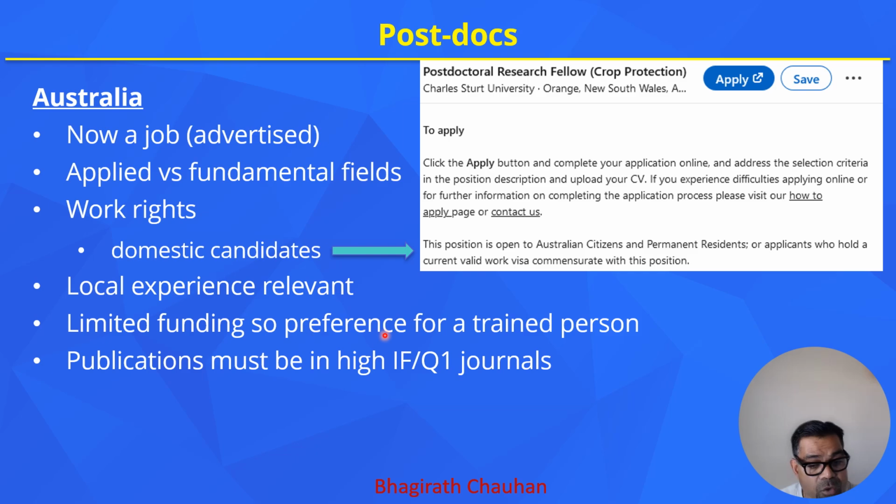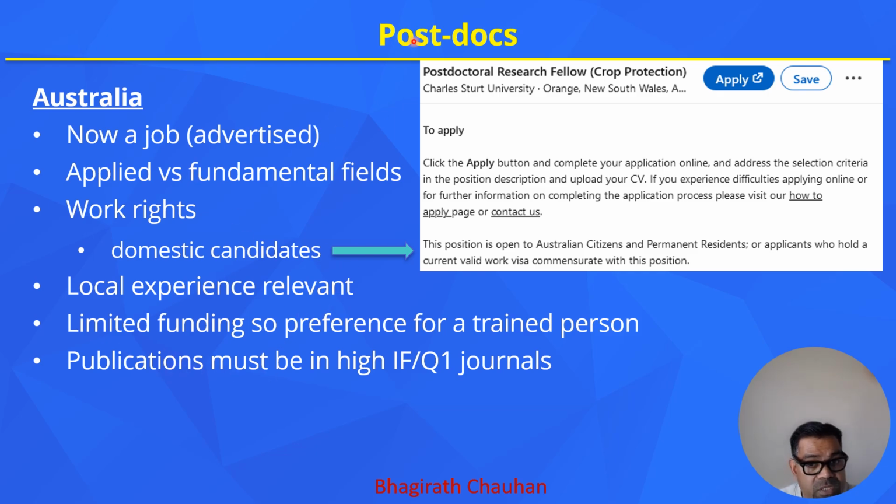Nowadays, with limited funding, there is a preference for a trained person. What does that mean? Because we have limited funding, if I have trained a person here, even if he or she is my PhD student, I would prefer them, because I know I have trained them, they have local experience, and they have worked with those growers. So these things happen. This is just for you to understand how postdoc positions are advertised and filled in Australia.